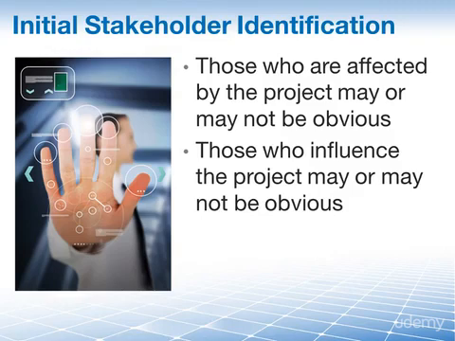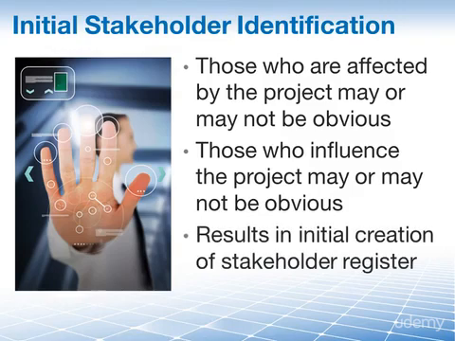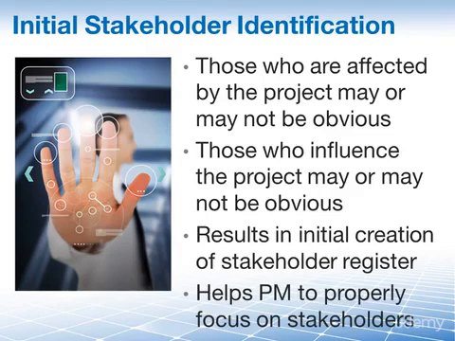The result of performing initial stakeholder identification is a list of project stakeholders called the stakeholder register, which contains all of the details related to any individual, group, or organization that could be positively or negatively impacted by the outcome of the project. And performing effective initial stakeholder identification activities helps the project manager, helps you, helps me to properly focus on each stakeholder group or stakeholder individual and how to interact with them throughout the course of the project.